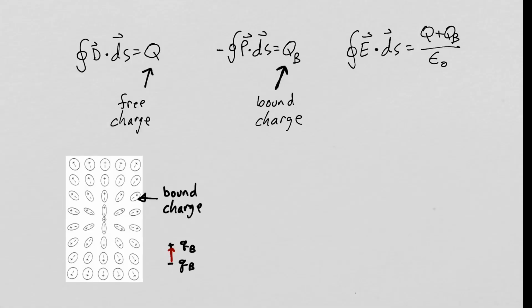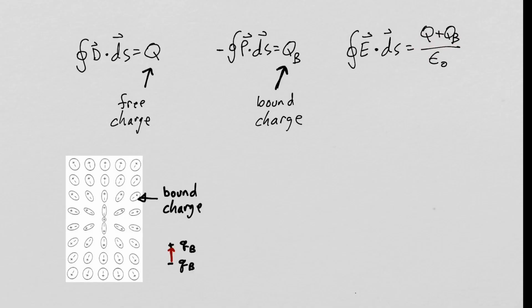So charges that are not tied up in dipoles we're going to call free charges and associate the electric flux density field as coming from free charges. Those that are bound up in electric dipoles we're going to associate this new field, the polarization, with those bound charges. And the electric field intensity will be due to both free and bound charges.